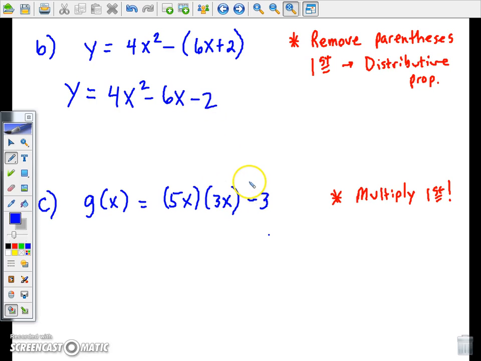So we got y equals 4x squared minus 6x minus 2. Okay. No like terms to combine. So I'm ready to make the decision on linear or quadratic. Morgan. What do you think? Okay, quadratic. And now we're going to identify the quadratic, the linear, and the constant term.